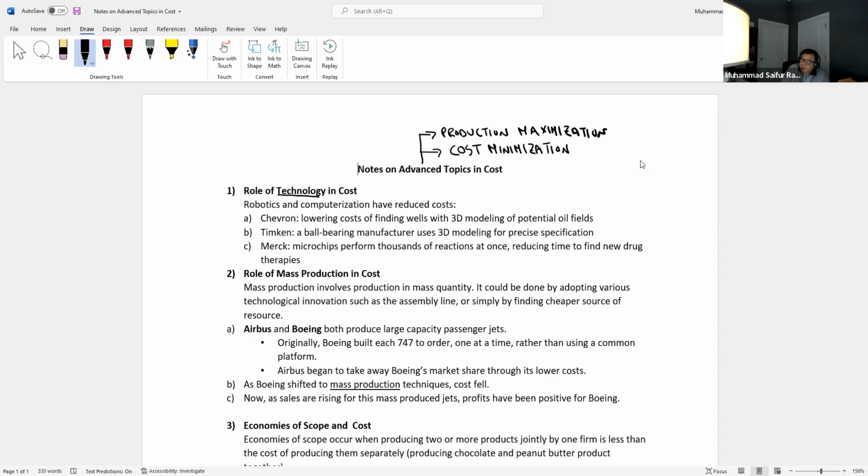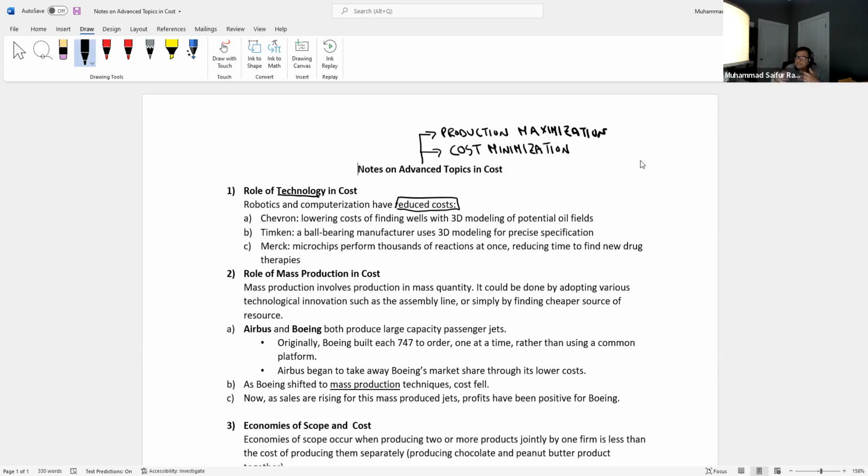So examples are plenty out there. We have seen examples of computerization of production process that might increase cost in the short run, but over a long period of time can lead to a significant reduction in the cost structure of the production process. And there are a lot of examples that you can find. I have highlighted 3 examples here. I like the Chevron example very much.